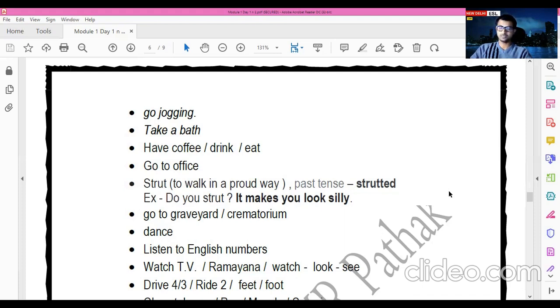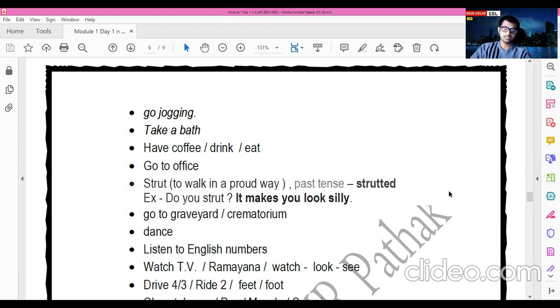Do you listen to English numbers? Here, English numbers means what? English songs, and Hindi numbers means Hindi songs. Punjabi numbers, Marathi numbers. This is how. And for that, remember, you have to use to with listen. Don't forget to. Even you can say, do you appreciate English numbers? That is also possible, so it's totally up to you. I listen to English numbers, or I don't listen to English numbers. I appreciate English numbers. I don't appreciate English numbers.